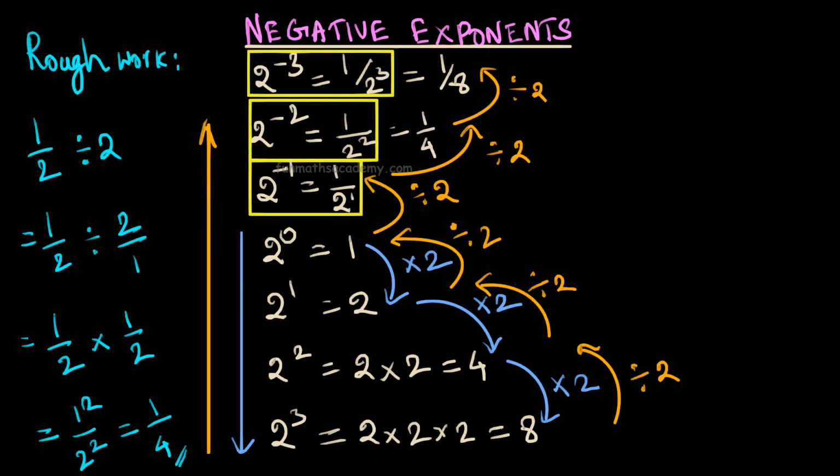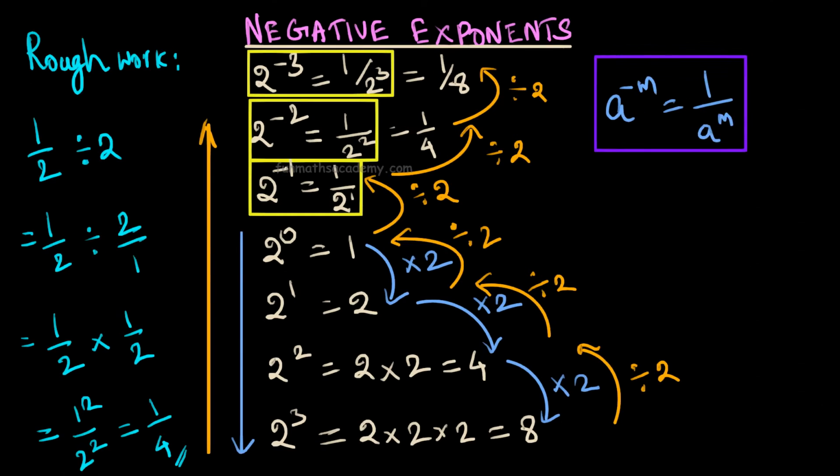This will be the next law of indices. That is, a power minus m is equal to 1 upon a power m. In other words, we can say that to find the negative power of a number, we need to find the positive exponent of that number and write its reciprocal.